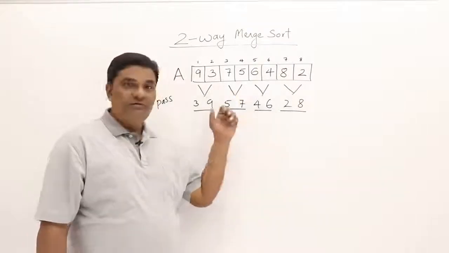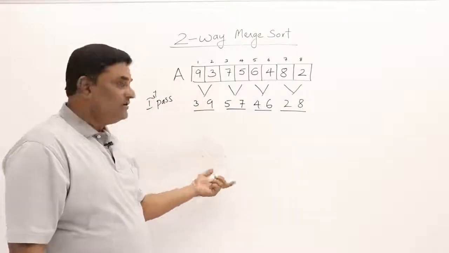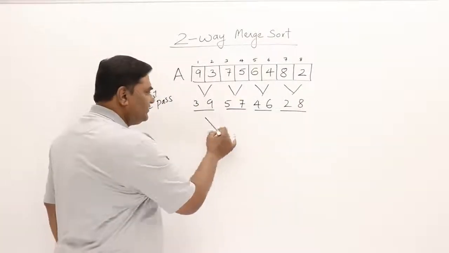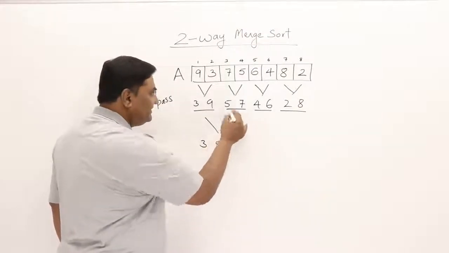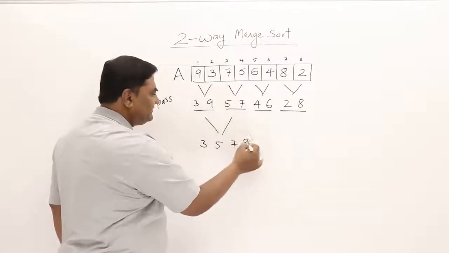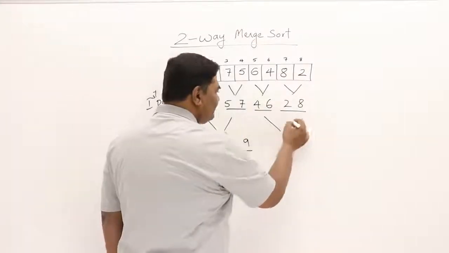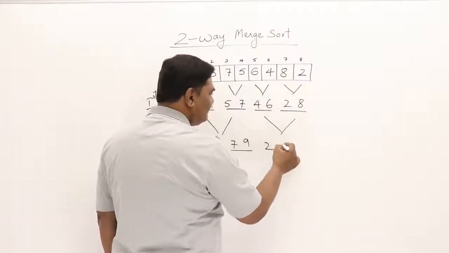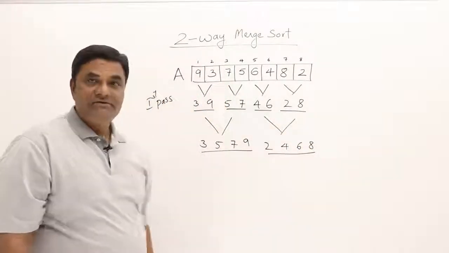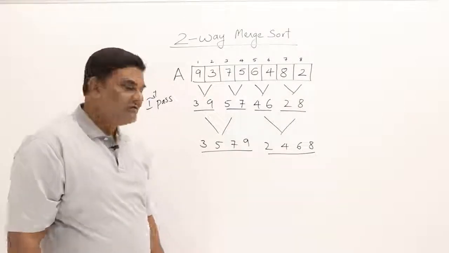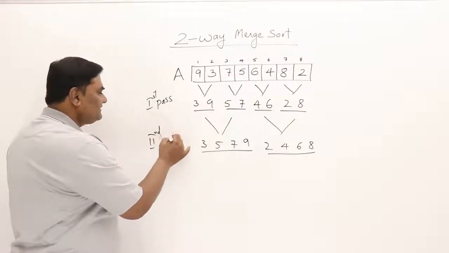Now I have 4 lists. I have to merge them. So 4 lists, I'll pick up 2. So 2 lists each with 2 elements. Merge these two. So the smaller is 3, the next is 5, the next is 7, the next is 9. So I have done merging. I got one list of 4 elements. Then merge these two. So 2 is the smallest, and then 4, then 6, then 8. Now I have 2 lists of 4 elements each. And I have completed one more pass, meaning I have gone through all the elements. So this is the second pass.